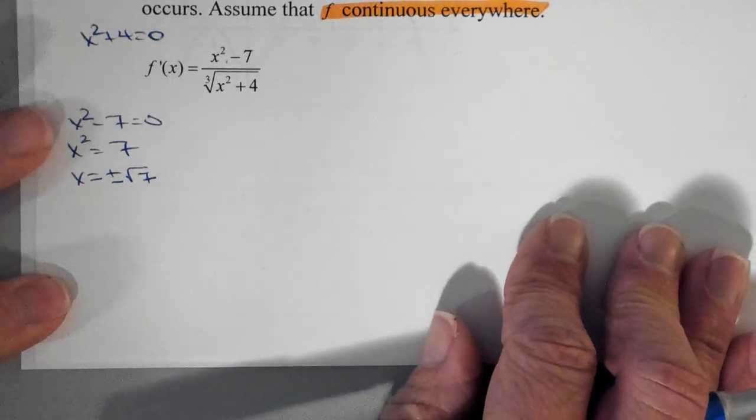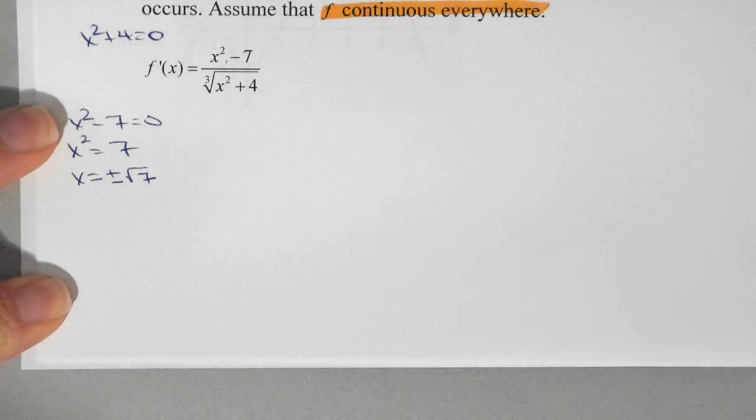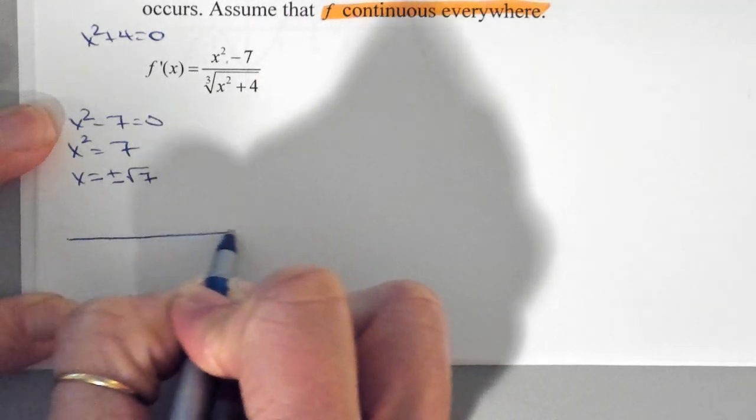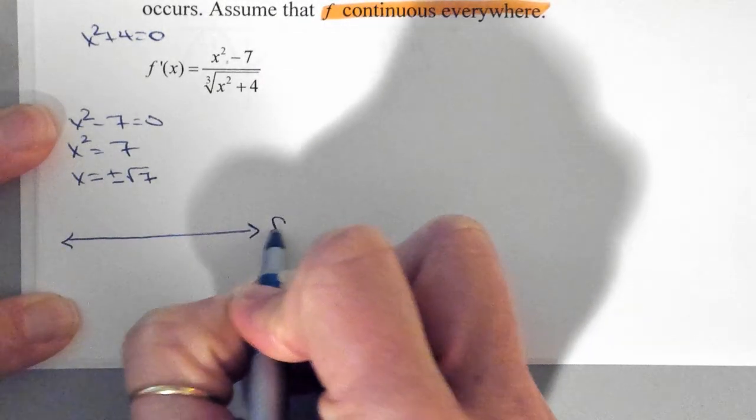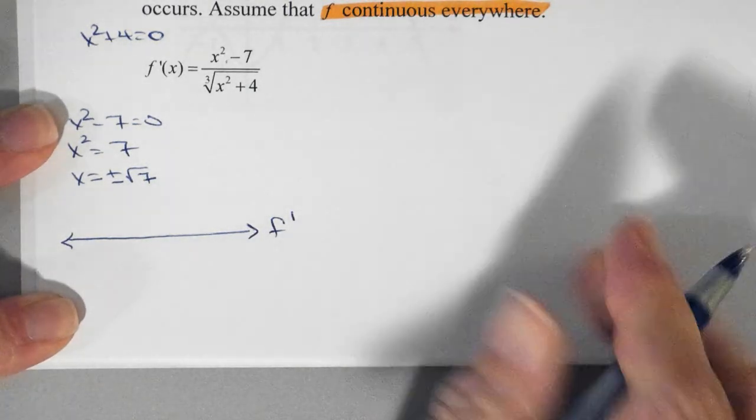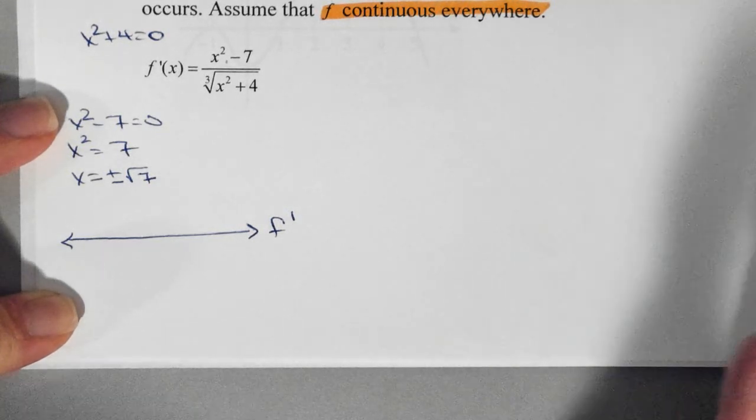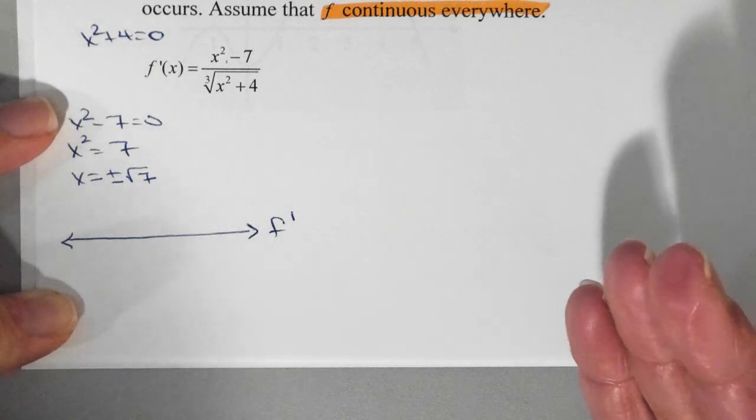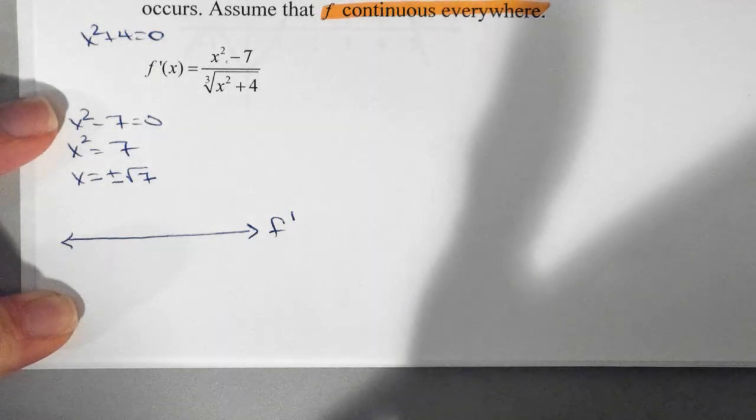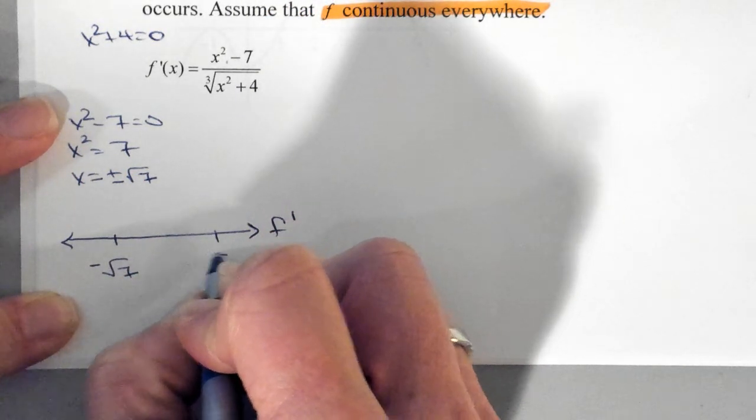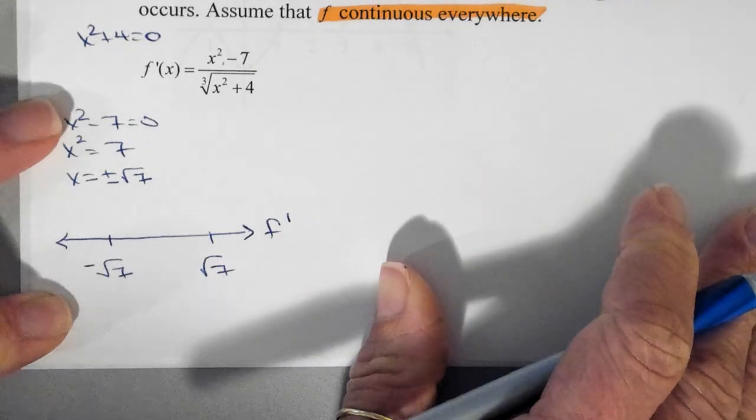So, do you want to use a second derivative test? Why? Does it say to use it? Do the easy way, right? Okay. Oh, yeah. Number line. F prime. The approximate value of the square root of 7 is between the square root of 4, which is 2, and the square root of 9, which is 3. So it's between 2 and 3, right? I don't know what it is. I don't have a calculator in front of me. Is everybody okay with that? It's somewhere between 2 and 3. So I know if I put negative square root of 7 here and square root of 7 here, I just need to test.